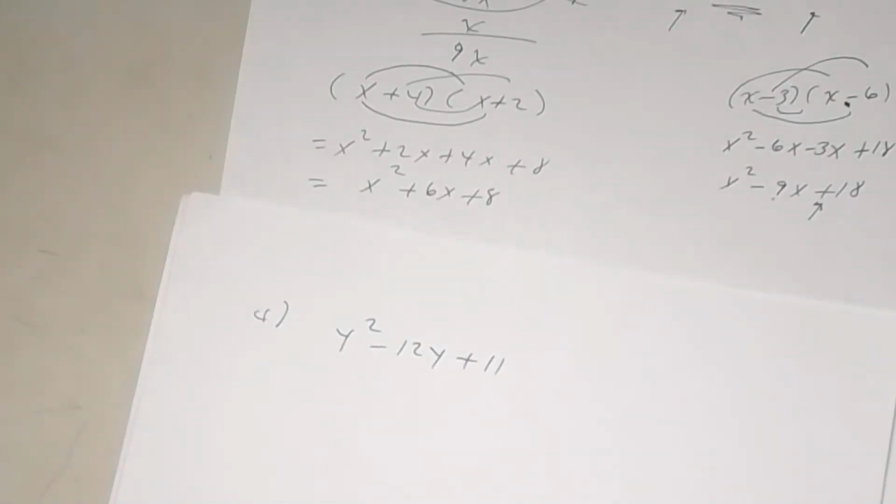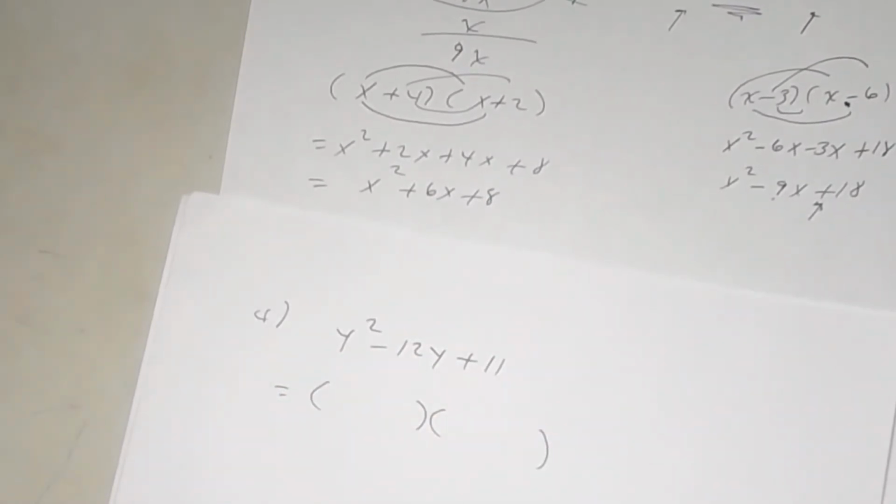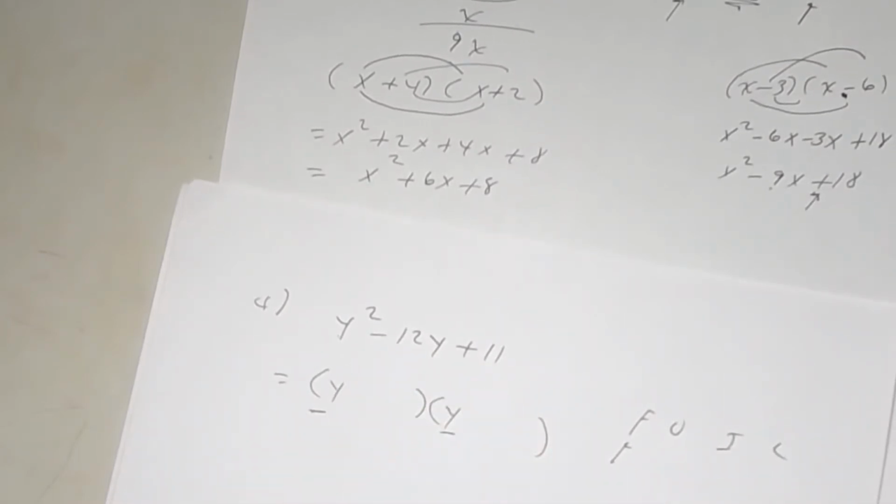Okay. When factoring, you should always look for what first? GCF. What is your GCF? 1. All right. Then you look to see how many terms there are. There are 3 terms, so you go directly to the 2 binomials. And then do the FOIL. Let's do the F first. What times what is my y squared? Y times y.